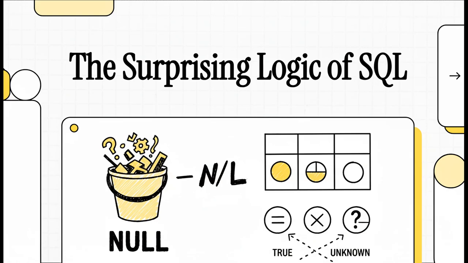Let's be real for a second. Every single data set you'll ever work with in the real world is messy. It's got gaps, missing pieces, all sorts of unknown values. So what do we do about that? Today, we're going to dive into SQL's really elegant and sometimes wonderfully weird way of handling this exact problem.